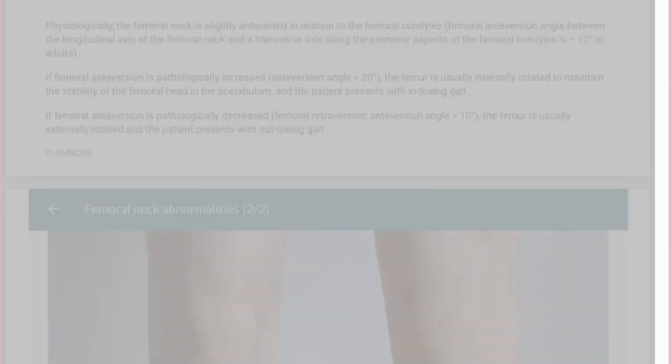Femoral anteversion and retroversion. Physiologically, the femoral neck is slightly anteverted in relation to the femoral condyles. The femoral anteversion angle between the longitudinal axis of the femoral neck and a transverse axis along the posterior aspects of the femoral condyles is 12 degrees in adults.